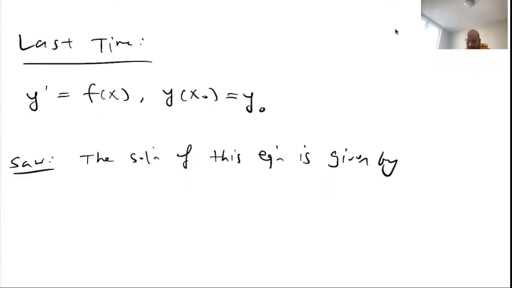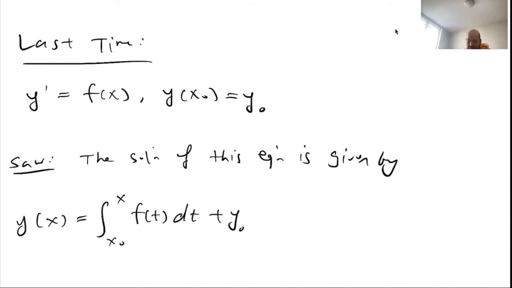y of x equals integral from x0 to x of f of t dt plus y0, assuming that f is continuous. Because if f is continuous, this function will be differentiable, and the derivative of this function will be f of x. It can also be shown that y of x0 will be the integral from x0 to x0 of some function, which is 0, plus y0.